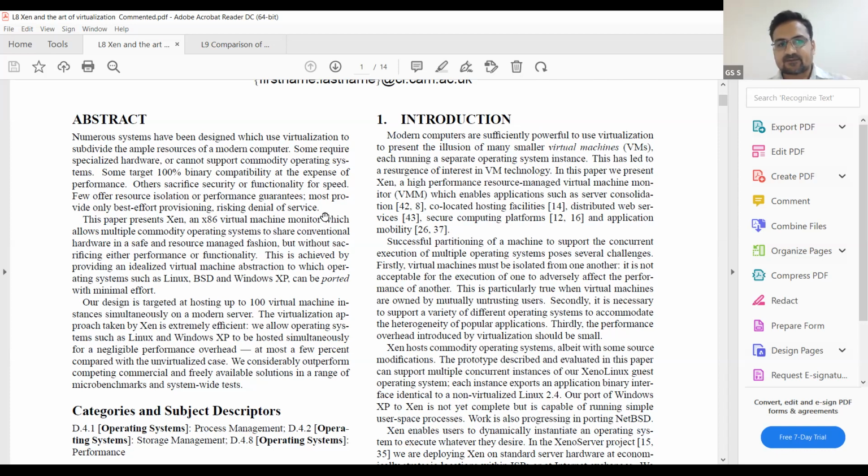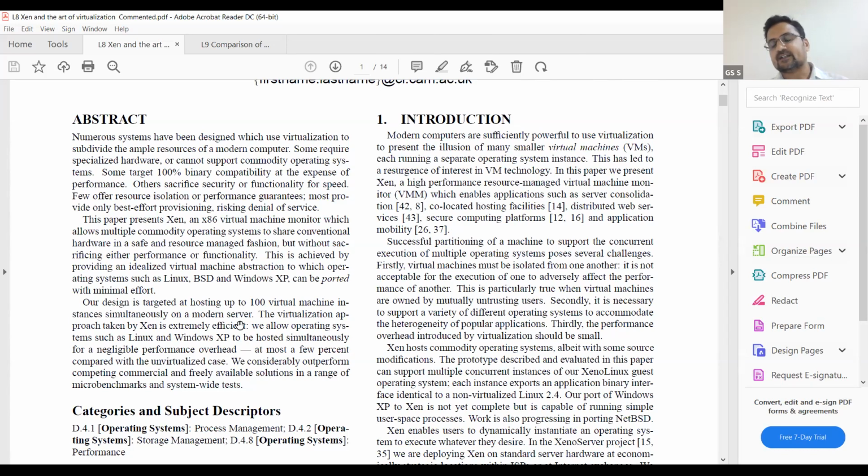Okay, so what is this paper about? This paper presents Xen, an x86 virtual machine monitor, which allows multiple commodity operating systems to share conventional hardware in a safe and resource managed fashion, but without sacrificing either performance or functionality. Okay, what is their aim? Our design is targeted at hosting up to 100 virtual machine instances simultaneously on a modern server. Single server, 100 virtual machines. I should tell you that it was published in 2003. Today it is 2022.